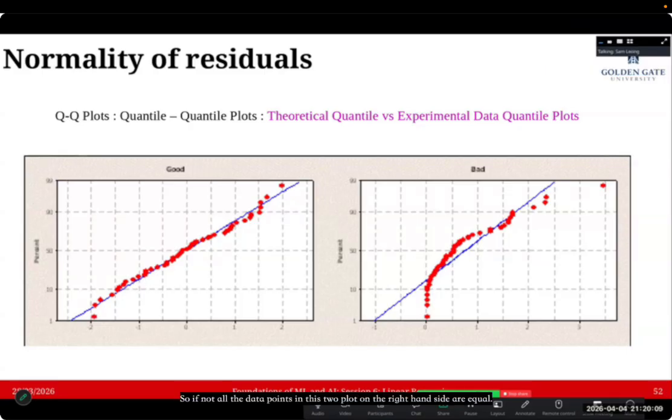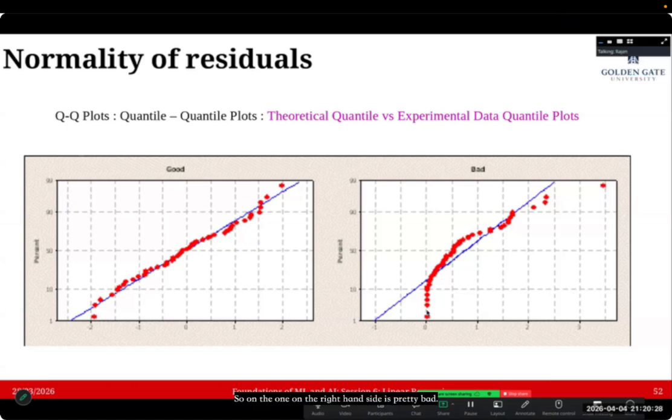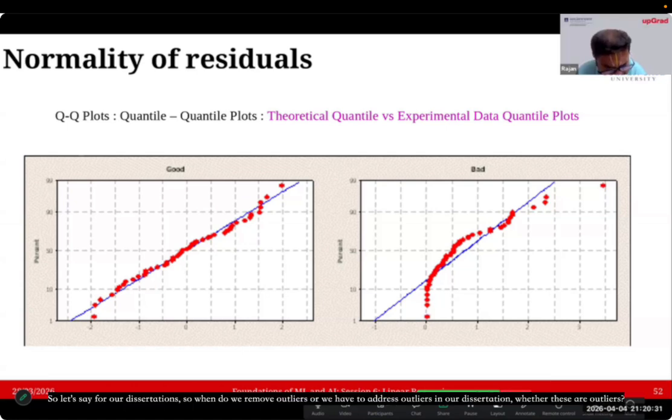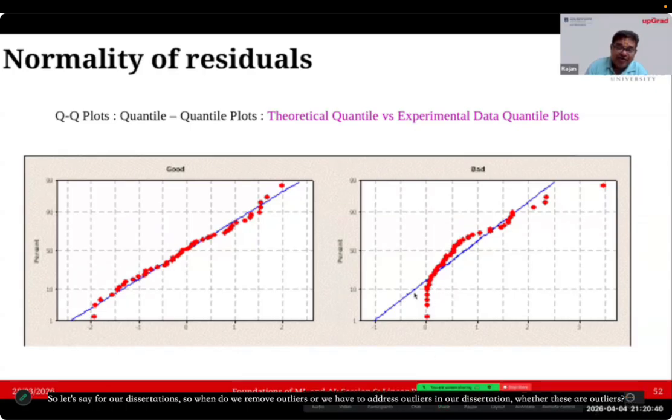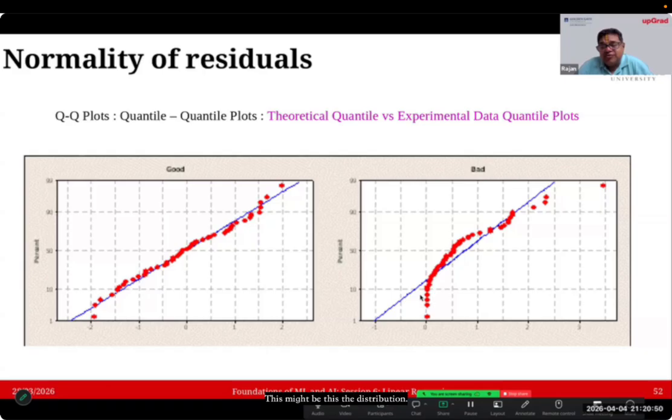So if not all the data points in this QQ plot on the right hand side are equal, some of these points can change or rewrite our models. The one on the right hand side is pretty bad. Let's say for our dissertations, when do we remove outliers, or when do we have to address outliers? We do not know whether these are outliers. But should we explain them? This might be the distribution.